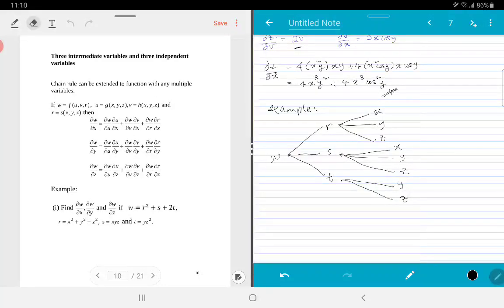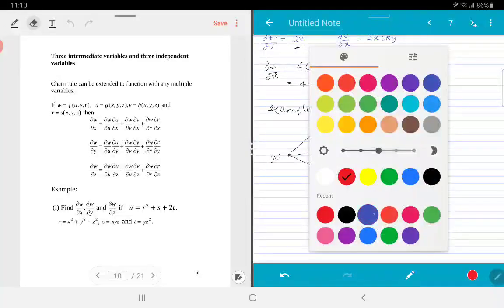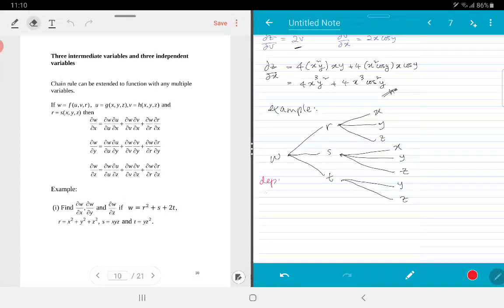So here you can see that on the far left, we have w. So w is what we call the dependent variable. In the middle, we have r, s, t, so those are intermediate variables. And on the far right, we have x, y, and also z. So x, y, z are what we call the independent variables. So in this case, we have three intermediate variables and three independent variables.